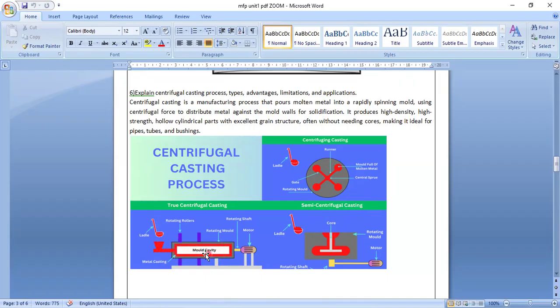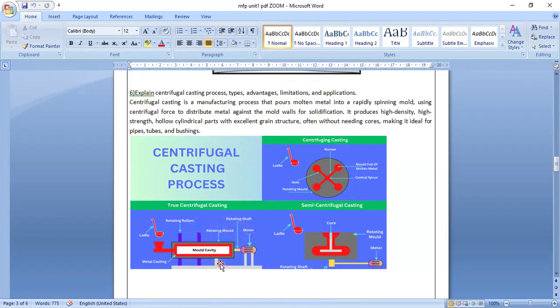Now this will rotate, ma'am. See, rotating rollers are there. It rotates continuously in a circle. While rotating, centrifugal force develops inside, so the metal will take the total mold shape. Here you can see the rotating shaft and the rotating motor. So this will rotate round and round and round. So centrifugal force is developed inside.